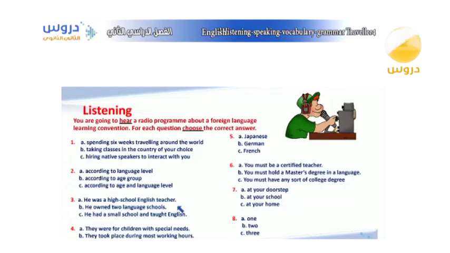He owned 2 language schools. He had a small language school and taught English. For 4, A, they were for children with special needs. Or B, they took place during most working hours. C, they began after 3 p.m. And for 5, A, Japanese, B, German, C, French. And for number 6, A, you must be a certified teacher, B, you must hold a master's degree in language, and C, you must have any sort of college degree. 7, A, at your doorstep, B, at your school, C, at your home, and finally 8, 1, 2, or 3.